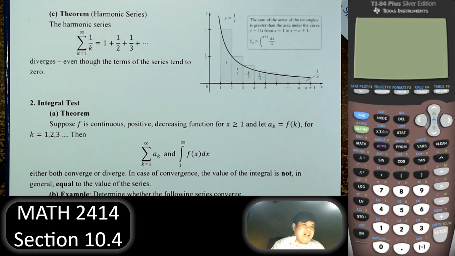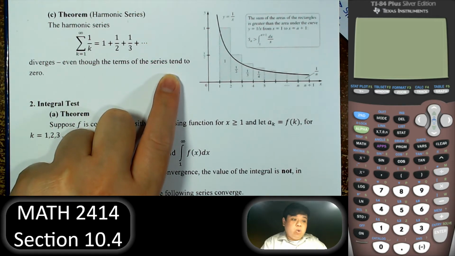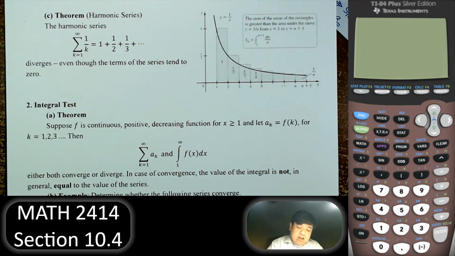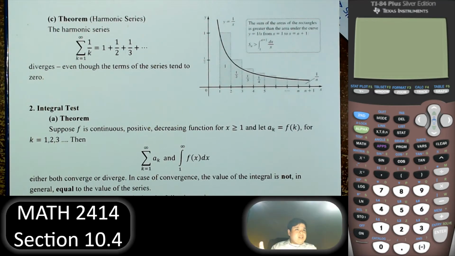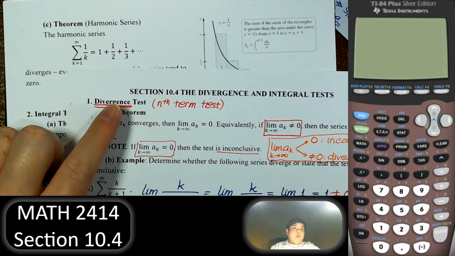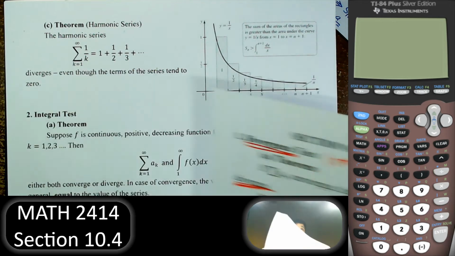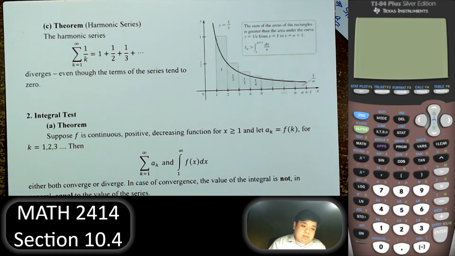I have just used that kind of idea, but mathematically we don't really say it like that. So even though the terms go to 0, which implies it is inconclusive, later on we can say that the harmonic series is divergent. We certainly can prove that using the integral test. So the first test is the divergence test. It only tells us if the series is divergent or if it is inconclusive. We cannot say whether the series is convergent or not.